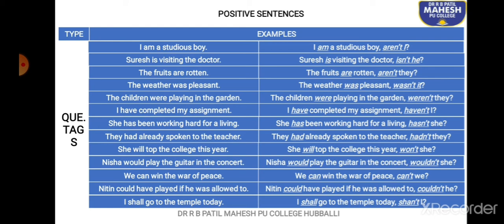These are the positive sentences, and all the tags are negative here. Am changes to aren't, is changes to isn't, are changes to aren't, was changes to wasn't, were changes to weren't, have changes to haven't, has changes to hasn't, had changes to hadn't, will changes to won't, would changes to wouldn't, can changes to can't, could changes to couldn't, shall changes to shan't.